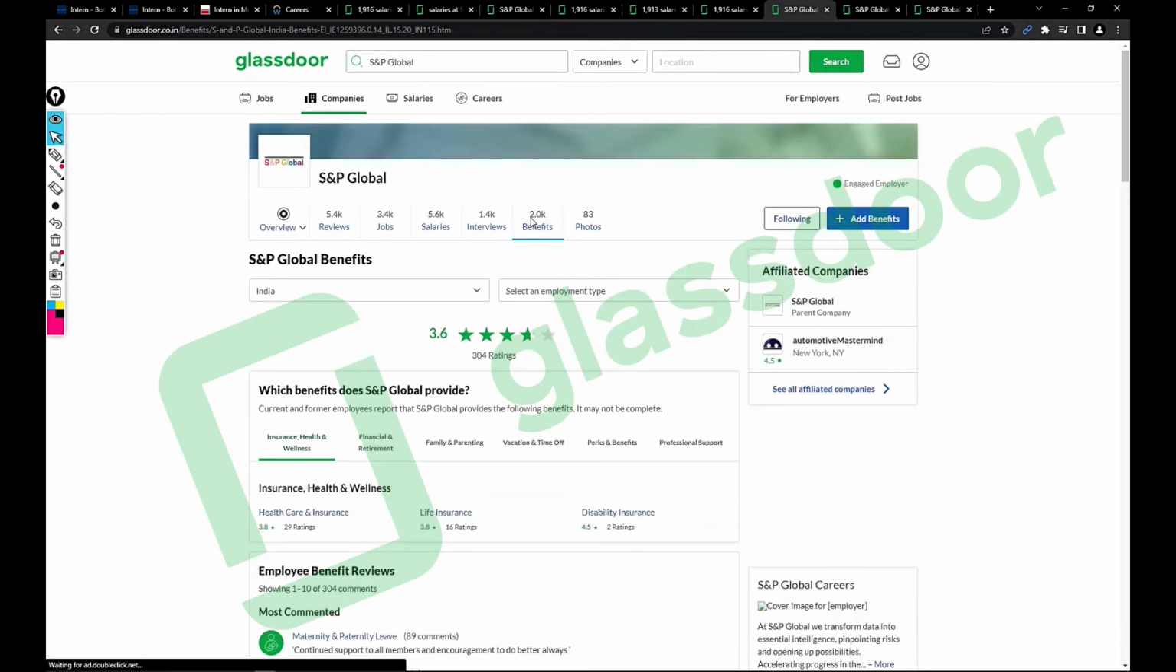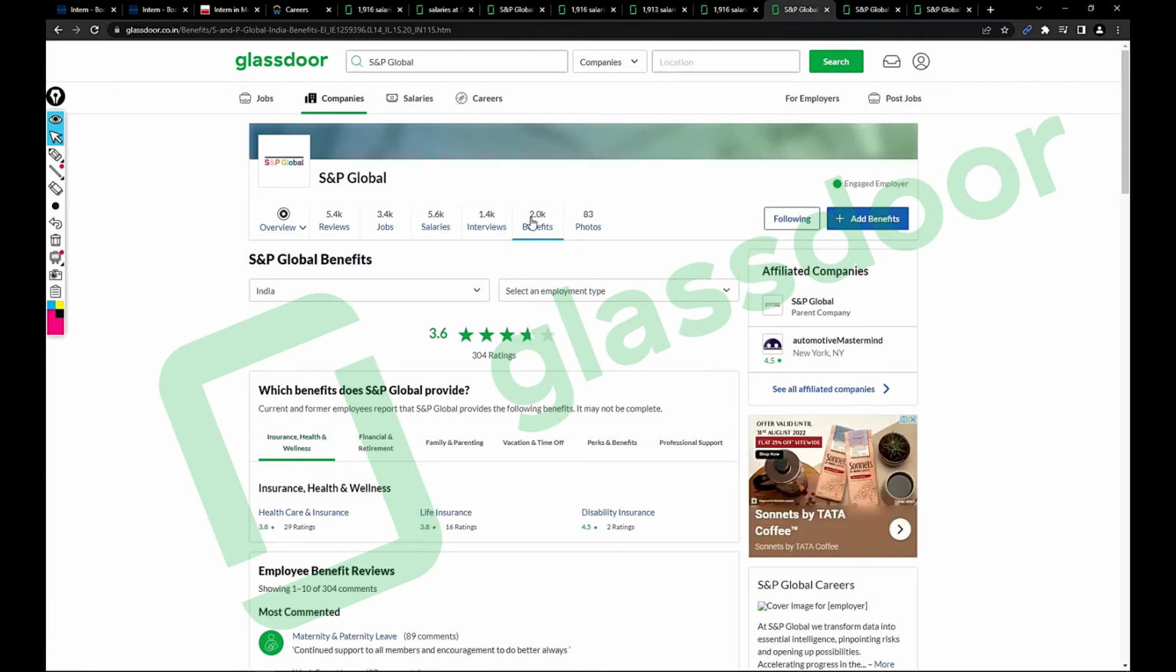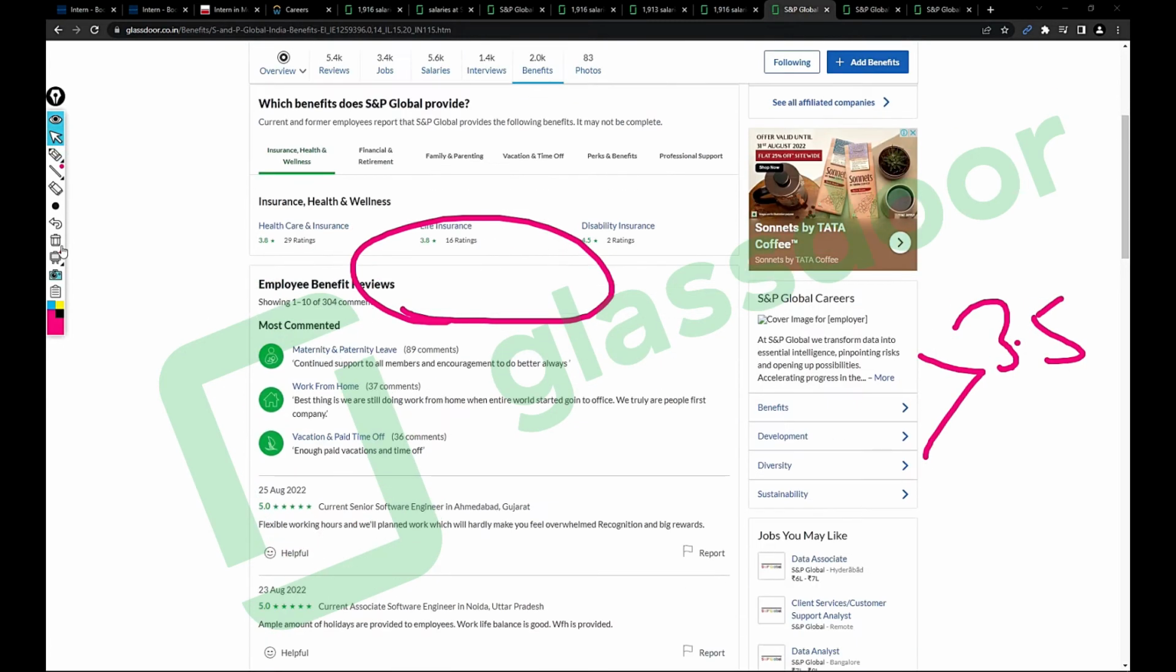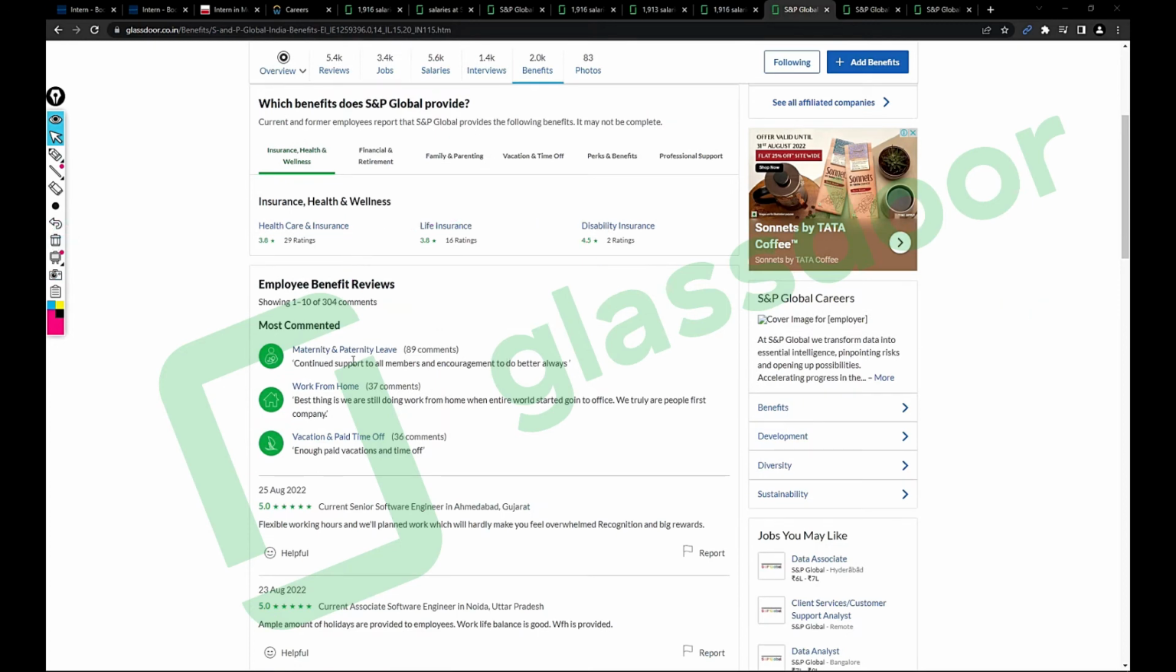I recommend you to visit these pages or read the S&P Global Glassdoor reviews before you give an interview in S&P Global company. And when it comes to the benefits, 3.6 is the rating they have, so it is more than 3.5, so that means it is good. Maybe not up to the mark, but good.